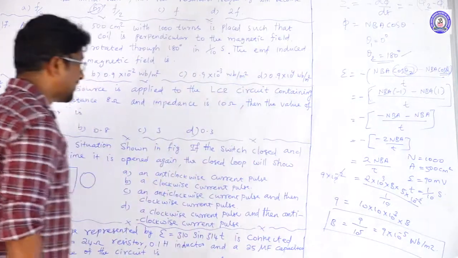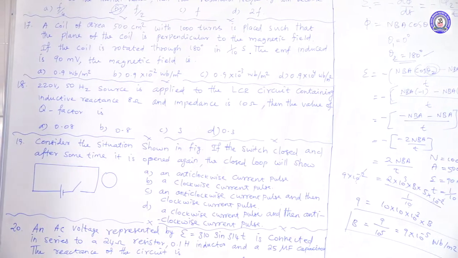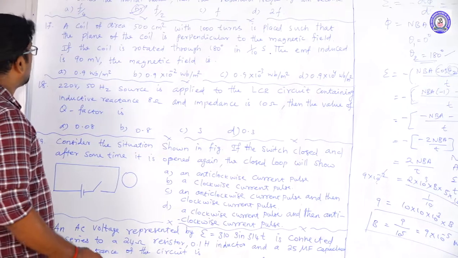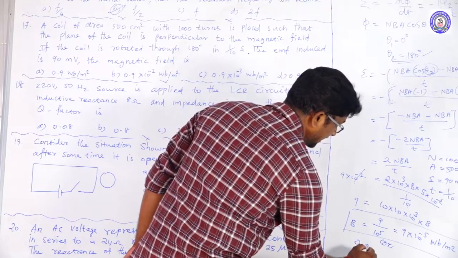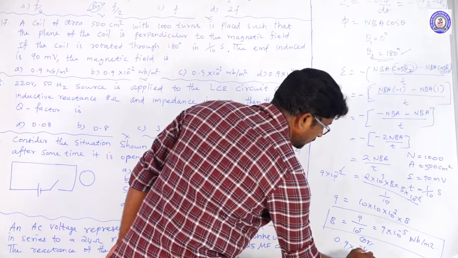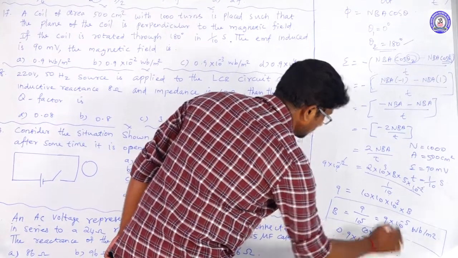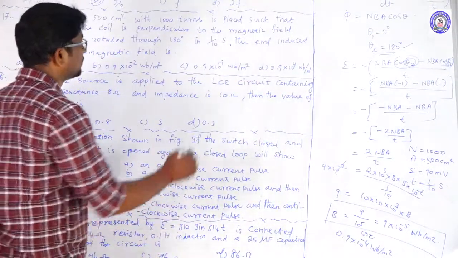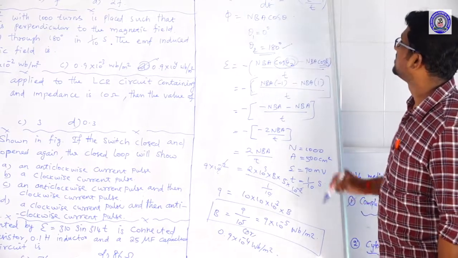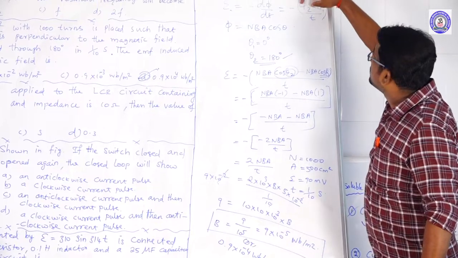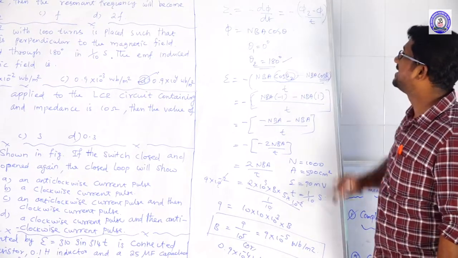The magnetic field is 9 into 10 power minus 5 Weber per meter square, or 0.9 into 10 power minus 4 Weber per meter square. Option 4th option. Flux formula: phi is equal to NBA cos theta. d phi can be written as final flux minus initial flux divided by time.